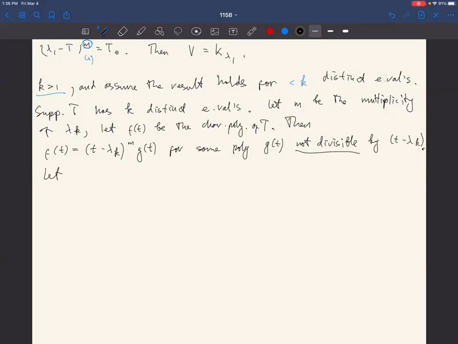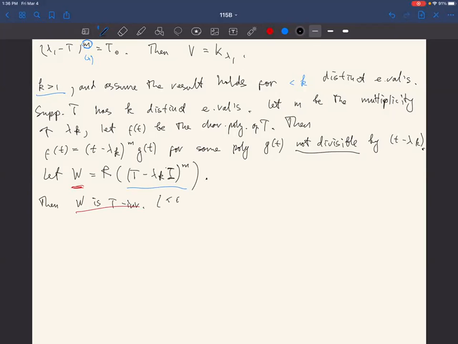For this we let W be the range of (T minus lambda k times the identity) to the power m. This is a linear operator on V, and we let W be the range of this operator. The hope is that we'll be able to apply the inductive assumption to W, so we need to check that we have smaller dimension, etc. First of all, W is T-invariant. Let's check that.